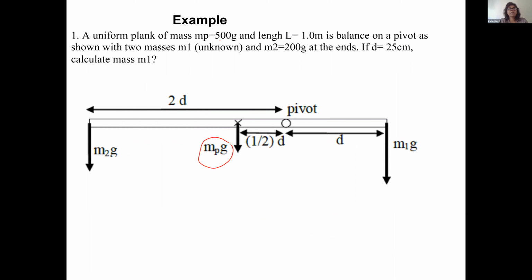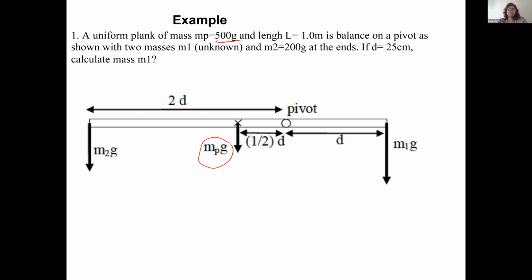So make sure that the given information in grams is converted into kilograms and then multiplied by the gravitational constant, that will give you the force, the things that we learned in the first week, right? And then the length L is given as 1 meter. And as shown, the mass M1 is unknown and M2 is 200 grams. And if D is 25, calculate the mass of M1. I'm just going to use the symbols so that you can plug in the values later.